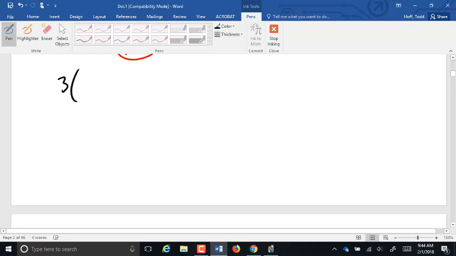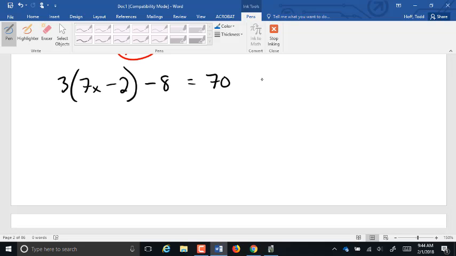Let's do 3 times 7x minus 2, minus 8 equals 70. Here, I could not just divide by 3. It's not going to work. I have to multiply out the parentheses. I have to distribute. So it's just best to get in the habit of that every time, because multiplying it out will work every time.